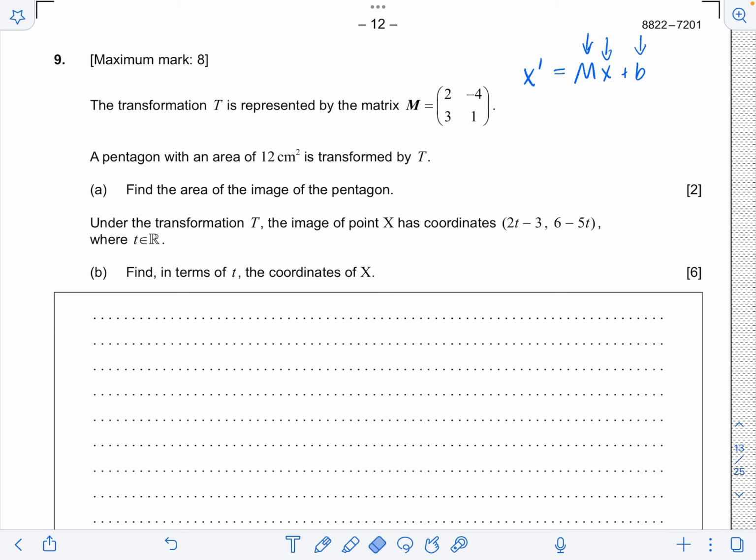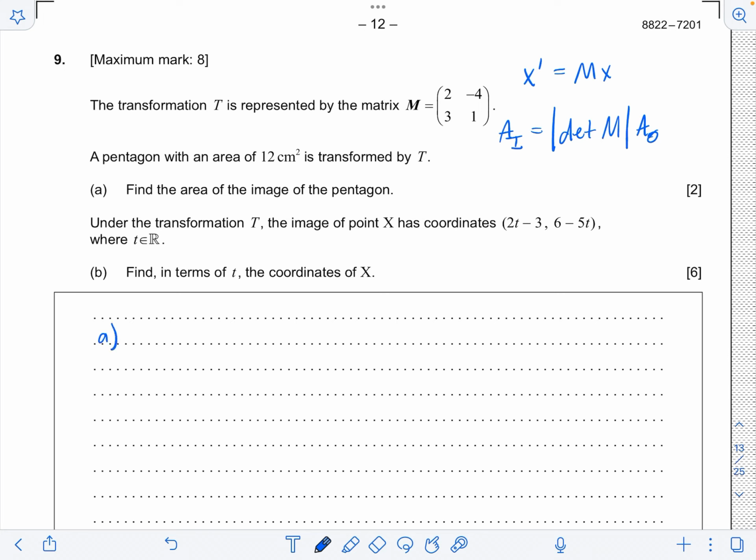Here, we don't have any translations. It's only talking about the transformations, so this is all we have to worry about. And the other thing is that we can find the new area by taking the determinant of our transformation matrix, its absolute value, and multiplying that by the original area. So the area of the original object, I'll call that O, if we multiply it by the determinant of matrix M, that gives us the area of the image.